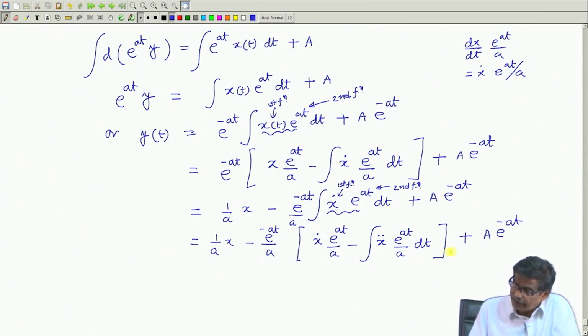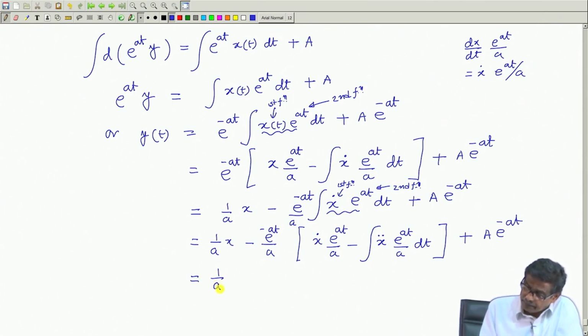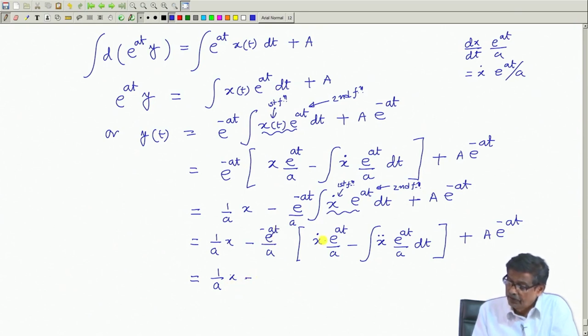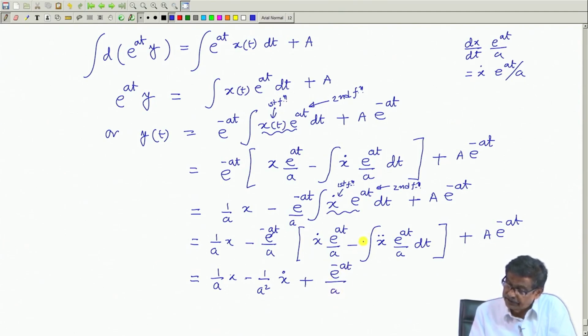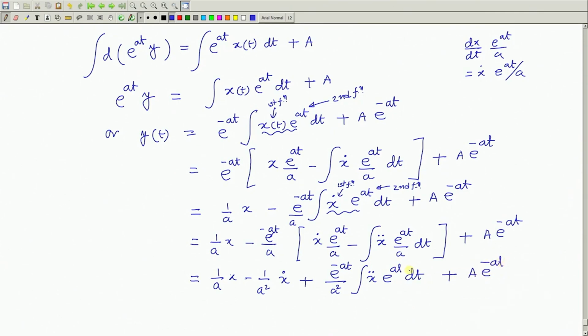So, once again open this bracket and you will get 1 over a x minus, with this e to the power minus a t, the e to the power a t will go and you will be left with 1 over a square into x dot, then plus, this minus minus becomes plus, and you will be left with e to the power minus a t by a before this integration, and this a will also come out, making it a square, and you will be left with x double dot into e to the power a t dt, and plus of course this term e to the power minus a t. This you will get.